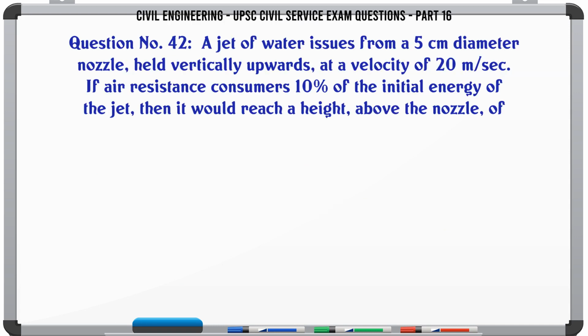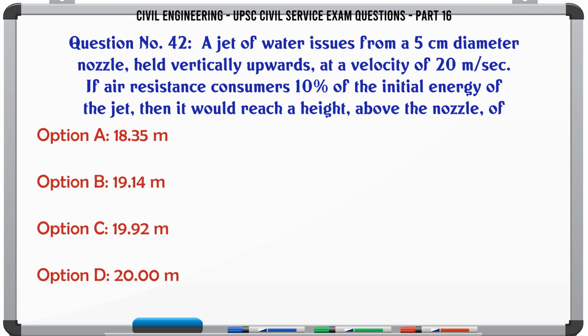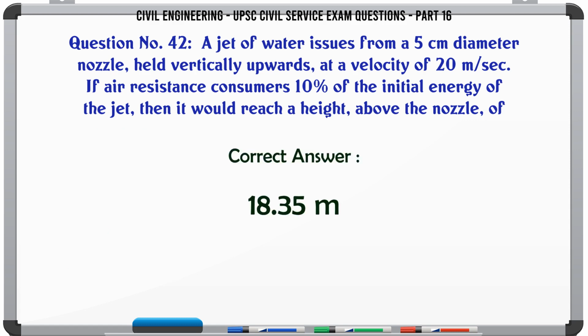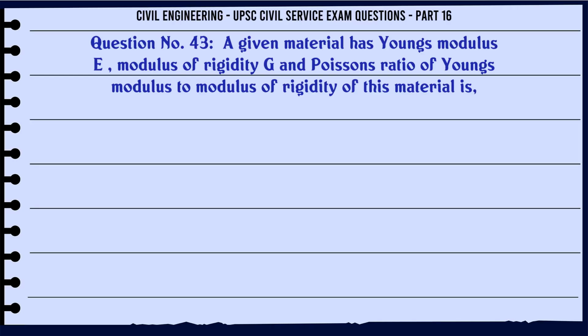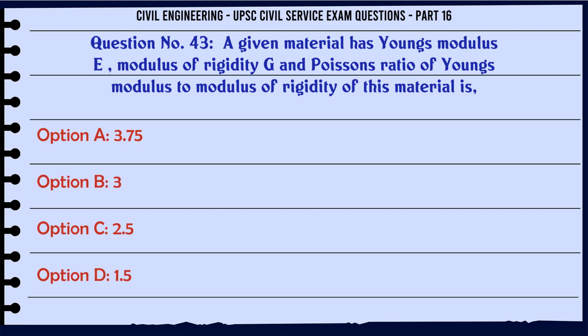A jet of water issues from a 5 cm diameter nozzle held vertically upwards at a velocity of 20 m/s. If air resistance consumes 10% of the initial energy of the jet, then it would reach a height above the nozzle of A. 18.35 m. B. 19.14 m. C. 19.92 m. D. 20.00 m. The correct answer is 18.35 m.